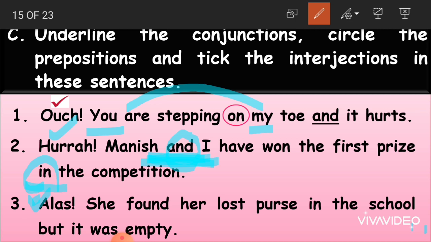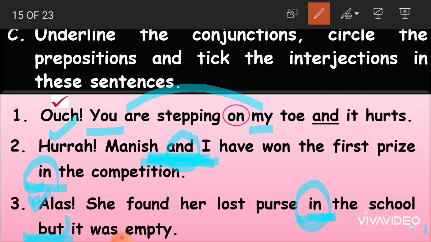She found her lost purse in the school, but it was empty. Here, what is the preposition? Yes, in the school. In, because it is telling something about the noun here. Where did she find the purse? In the school. And what is the joining word here? Conjunction, but. But is conjunction. So underline. She found her lost purse in the school. It was empty. And we made these two sentences as one, saying that she found her lost purse in the school, but it was empty. So but becomes our conjunction. Understood, children? Clear? Yes.